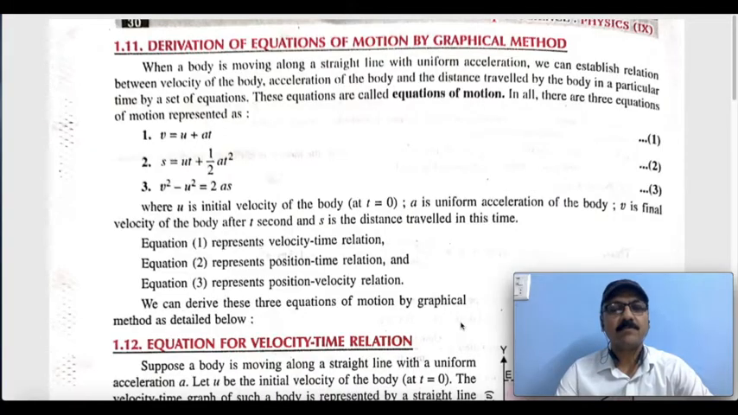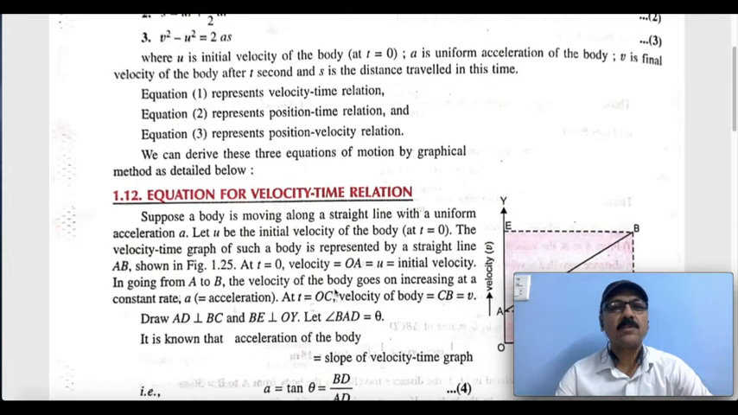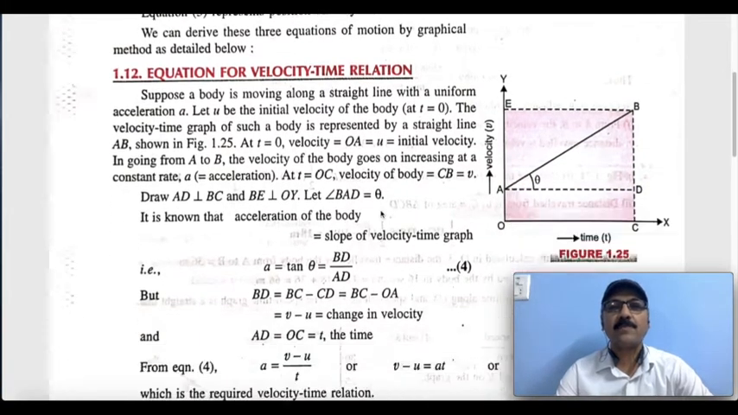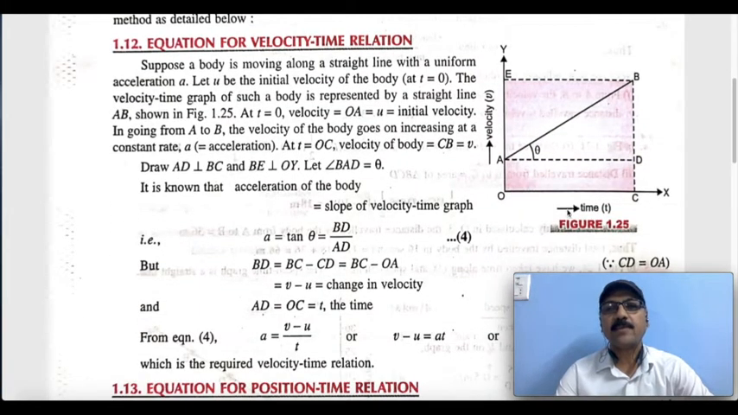In the last video, we studied graphical representation, and now we study the equations of motion. The first equation of motion is also called the velocity-time relation. See the graph here. On the x-axis we have taken time, and on the y-axis we have taken velocity.